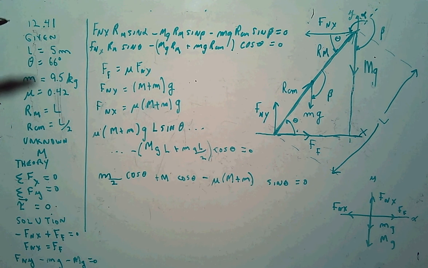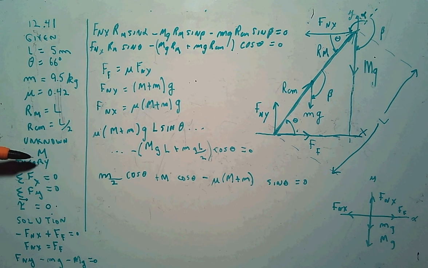Now, the information given about the ladder and the masses are over here. It's got a certain length. The angle is 66 degrees. Here's the mass of the ladder, the coefficient of friction, the length of the ladder, and the distance of the center of mass from the bottom, and that's just L over 2. Now the unknown is the mass of the person at the top.